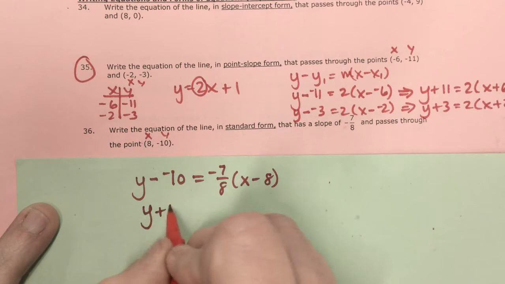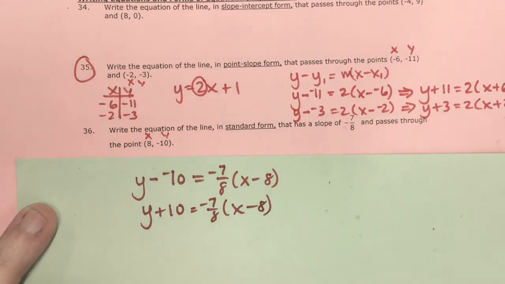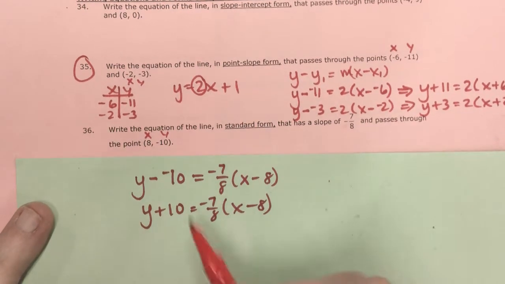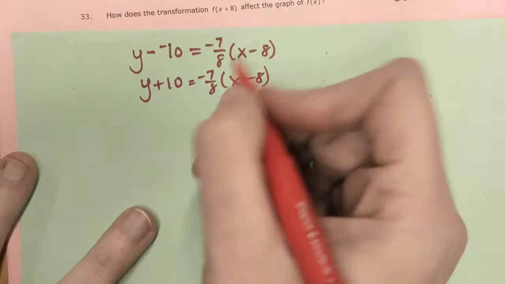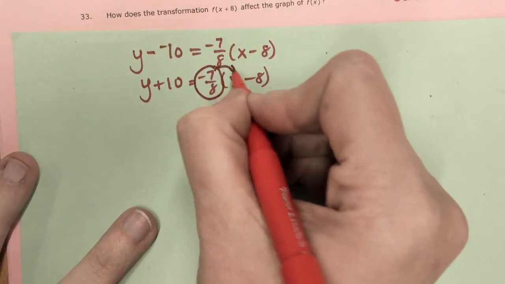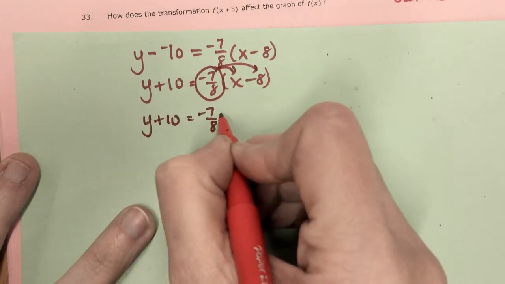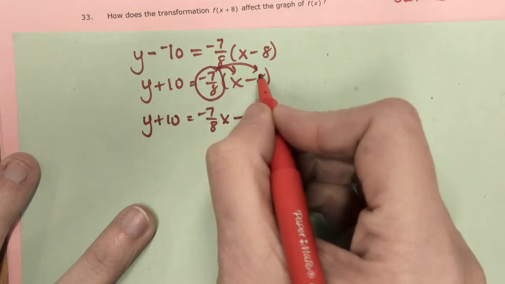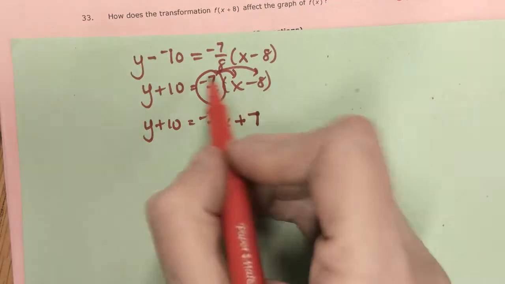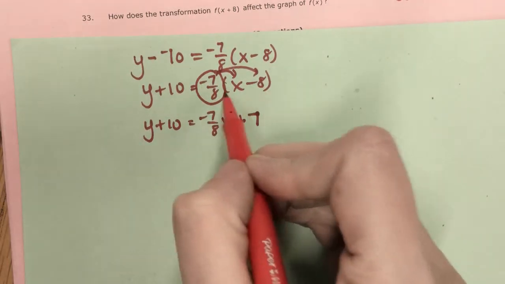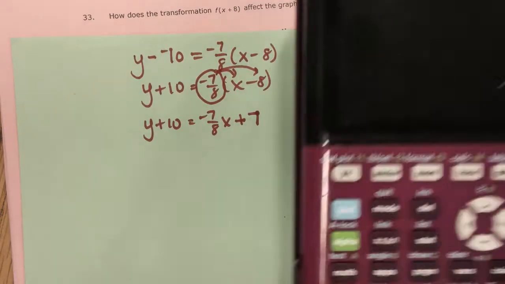So that's y plus 10 equals negative 7/8 times x minus 8, okay? Now, at this point, I need to move to slope-intercept form. So I distribute this: y plus 10 equals negative 7/8 x. Negative 7/8 times negative 8 is plus 7. Again, negative 7 times negative 8 is 56, divided by 8 is 7. Worst comes to worst, I do top times the top, I multiply the top and divide by the bottom.